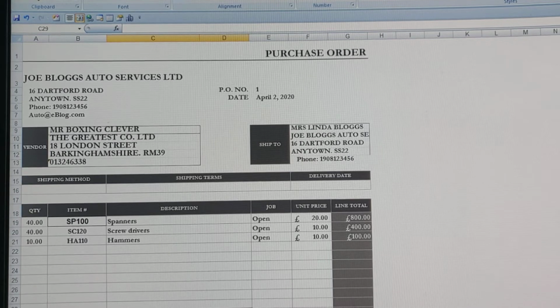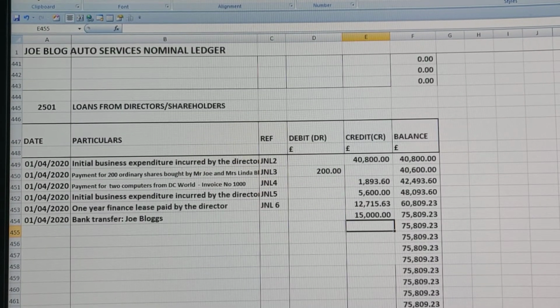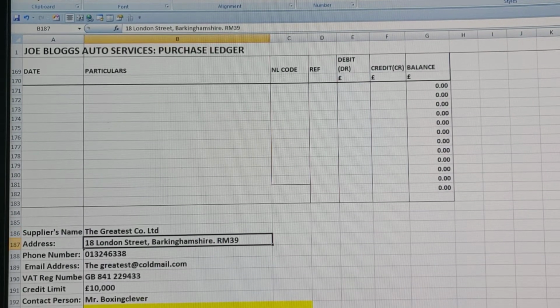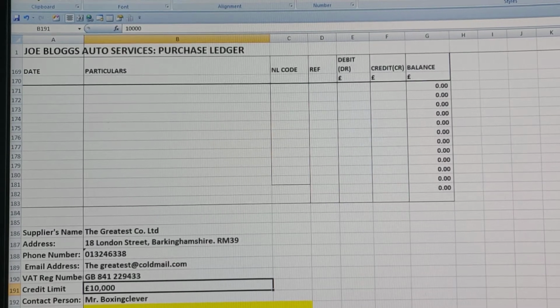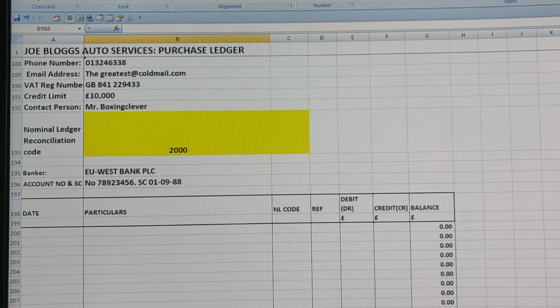Now, before you place an order, you have to check your credit limit with the supplier. First of all, check the supplier's account in your purchase ledger. Go into your purchase ledger, look at the supplier's account. What is your credit limit? The credit limit is £10,000. That's fine. What is the value of the purchase order? The value of the purchase order must be below the credit limit.